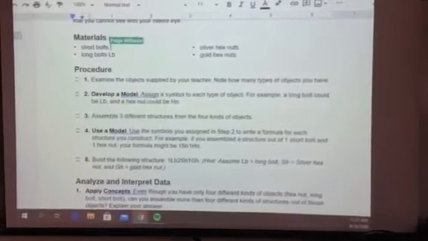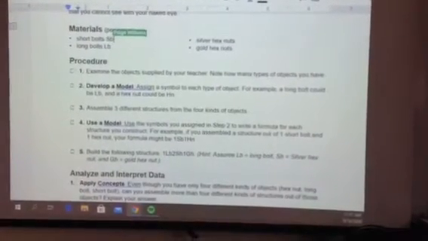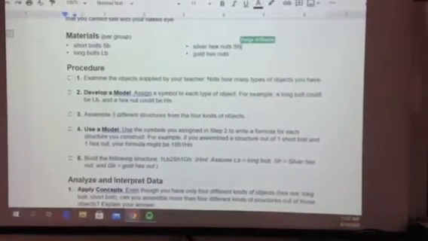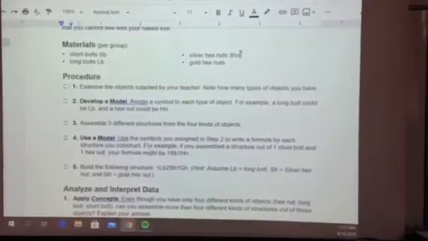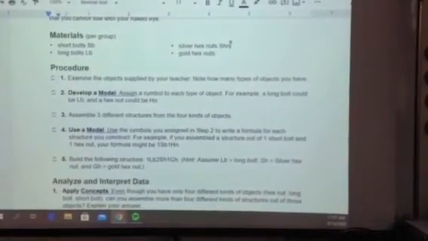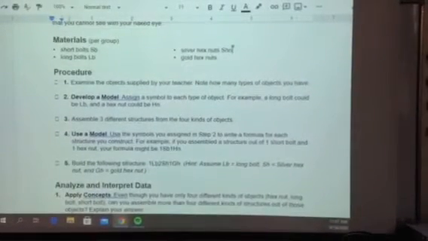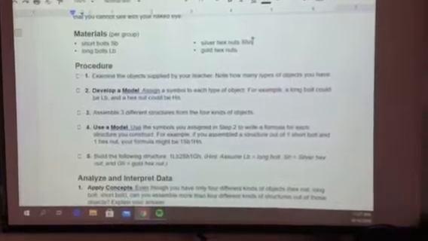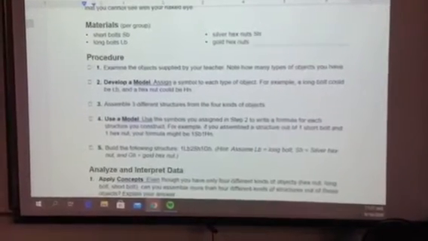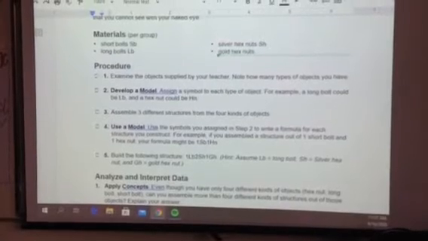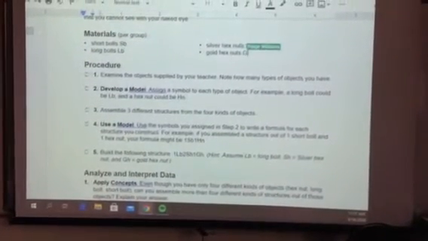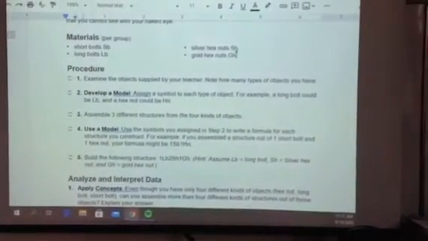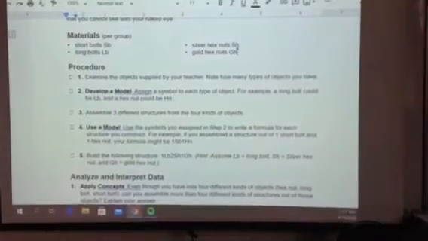For example, if you want short bolts to be SB, that's how you'll do it. If you want silver hex nuts to be capital SHN, you could do that. You could also just do capital S, lowercase h, whatever you choose. Just make sure you're putting that there so you remember what your symbols are. And then lastly, you've got to do your gold hex nuts. You could do GH, whatever you choose. Again, make sure that it's capital for the first letter and lowercase for the second letter.